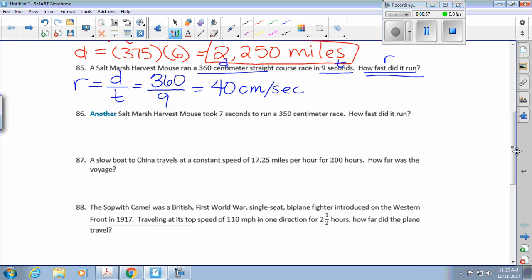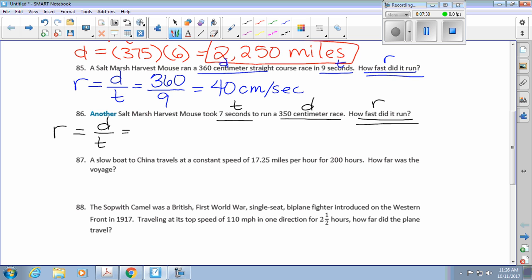Pretty fast little mouse. Well, we have another mouse who apparently is completing a different little race, and it says, another salt marsh harvest mouse took 7 seconds to run a 350 centimeter race. How fast did it run? What would I label the 7 seconds, everyone? Time. 350 centimeters. And how fast? Rate. We're looking for our rate, so I'm going to use R equals distance over time.